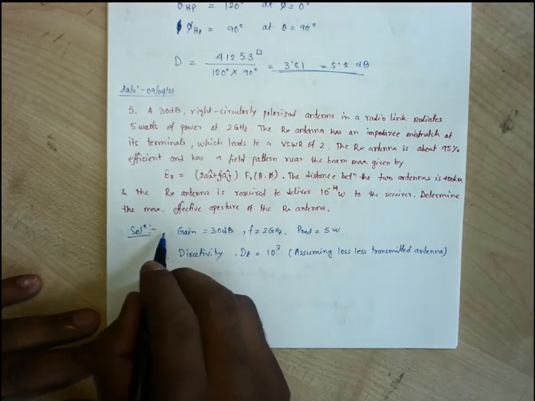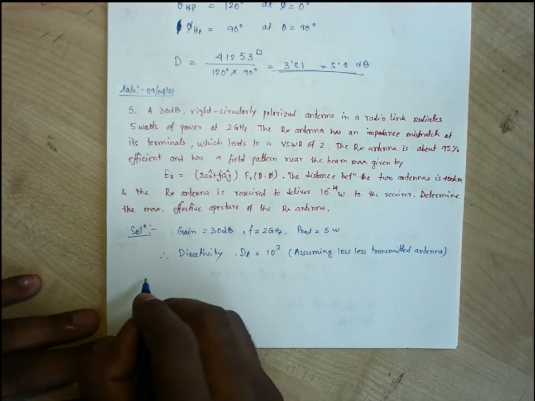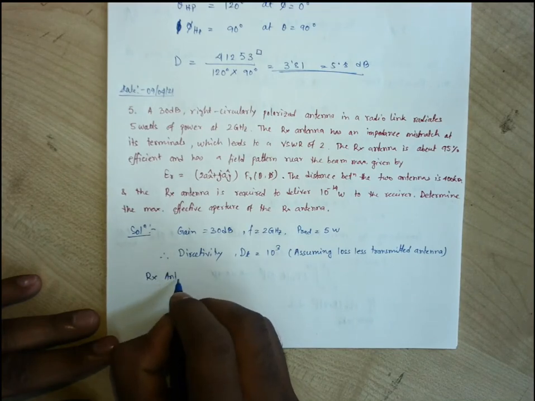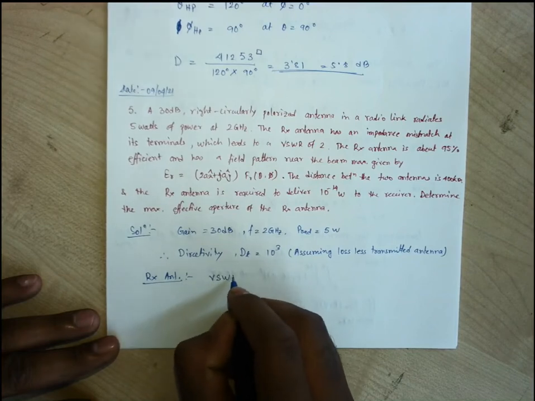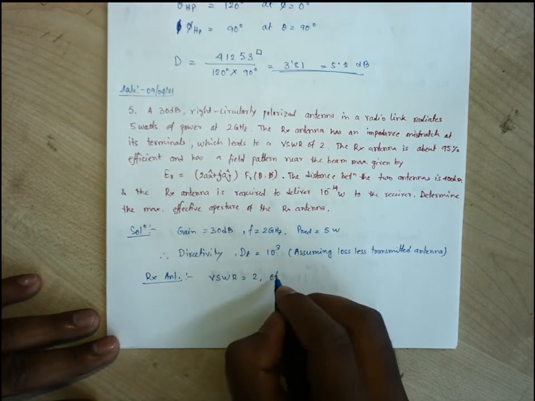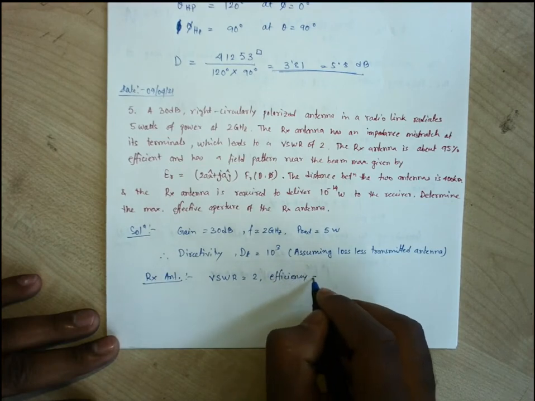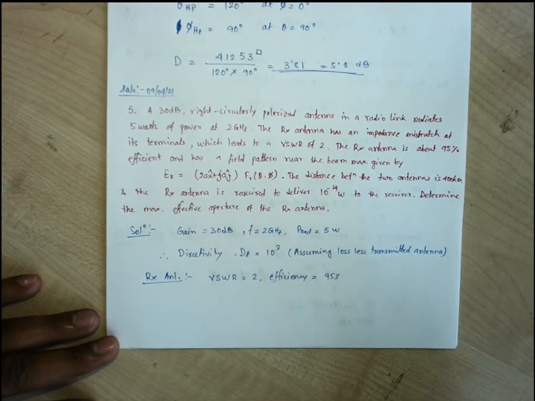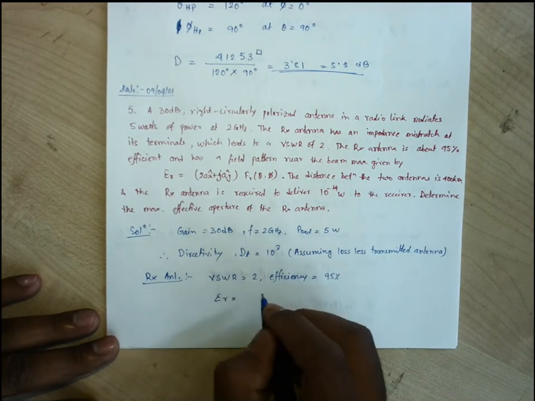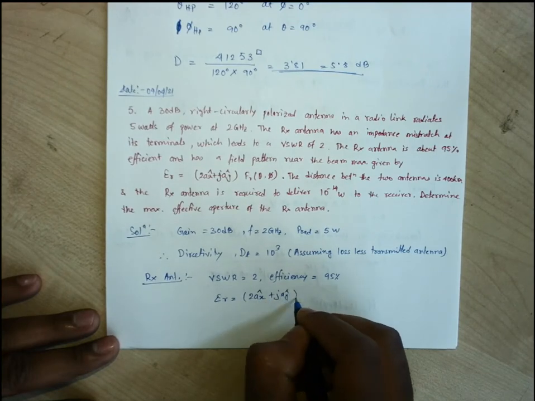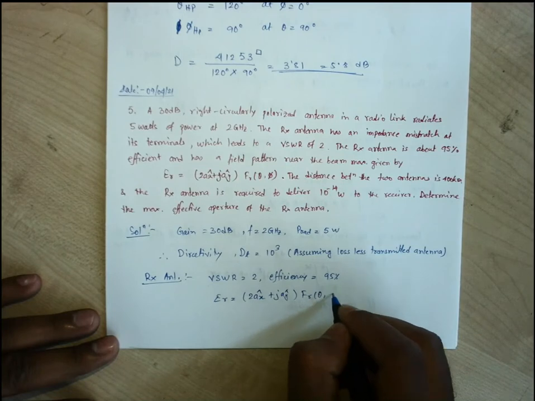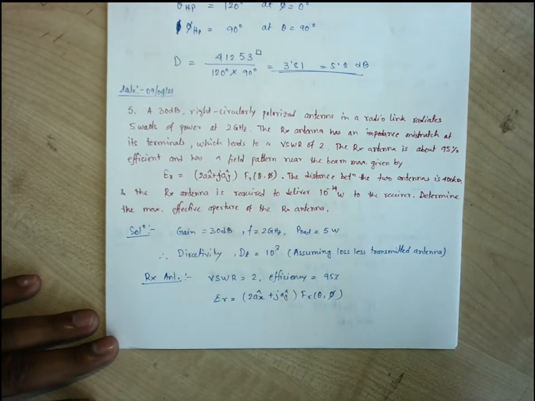Now coming to the receiving antenna, VSWR is specified, it is 2. Efficiency is about 95%, and the field pattern is specified as E_R equals 2 a_x plus j a_y times F_R(theta, phi). Now we can go with our Friis transmission equation.